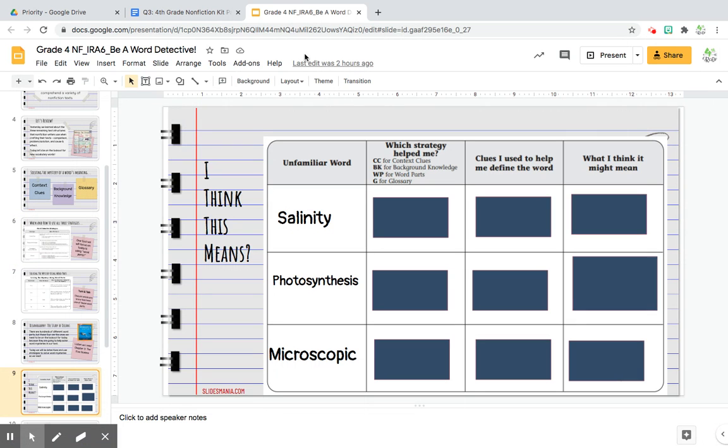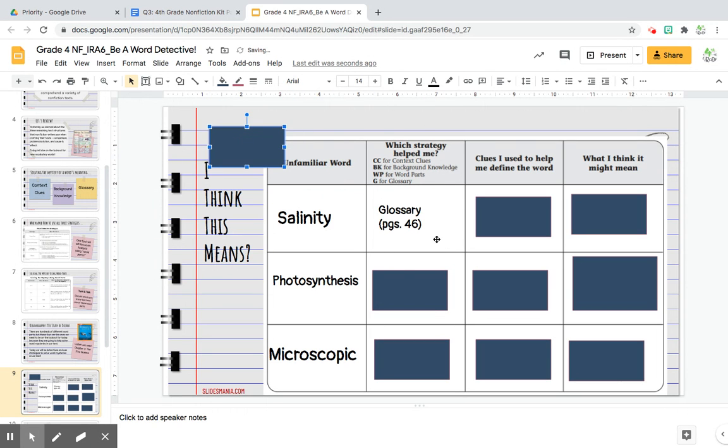So what I'm going to do is exit out here of my presentation so that we can see what strategy would help me. Now already I know in context clues it said saltiness or salinity is measured in parts. So I know it has something to do with salt, but it's been bolded, so I know I can find it in the glossary. I flip to the back of my book here, and on page 46, I can see my word salinity, which also says saltiness.